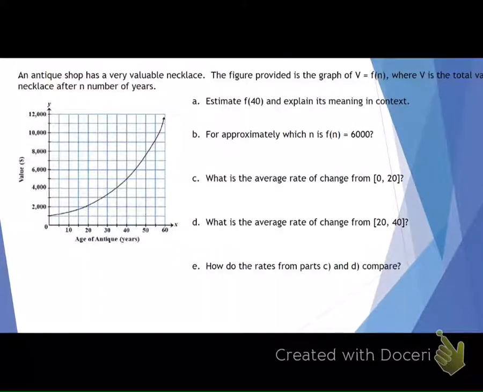So an antique shop has a very valuable necklace. The figure provided is the graph of V equals F of N, where V is the total, I think that's supposed to say value of the necklace after N number of years. So the value is in dollar amounts and the age of the necklace is in years. So estimate F of 40 and explain its meaning in context, Grace. So F of 40. What does that mean in context if that's your input?